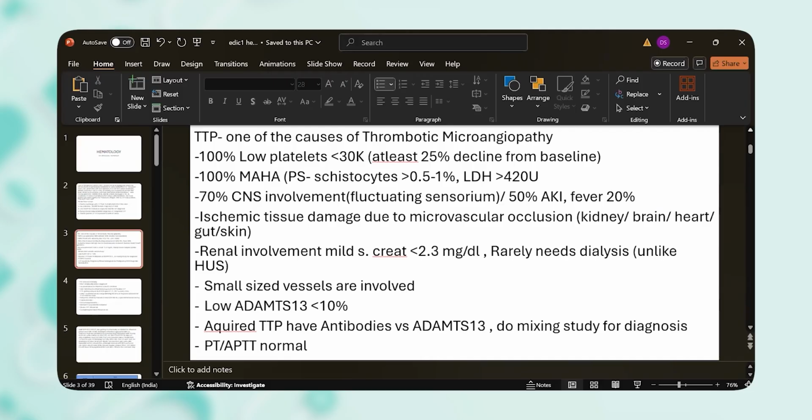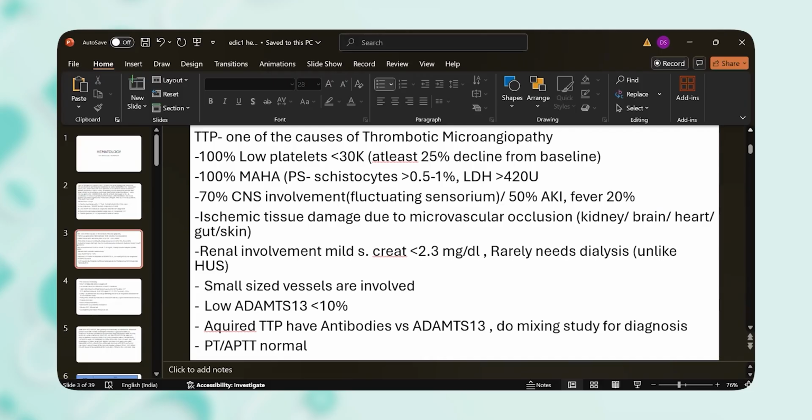And why do you need to differentiate between TTP and HUS? Because plasmapheresis, plasma exchange helps in TTP, but it is not the treatment modality in HUS. So you need to distinguish between these two. You are getting the points, students?